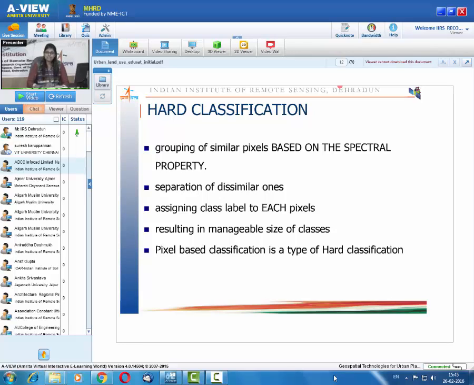So coming to pixel based classification, which is a type of hard classification, we are assigning a class label to each pixel, resulting in a manageable number of classes. The spectral values or spectral signatures of the pixels are identified as training sets, and the entire satellite imagery is then classified into groups of pixels sharing the same kind of spectral properties. This is what we do in pixel based classification.